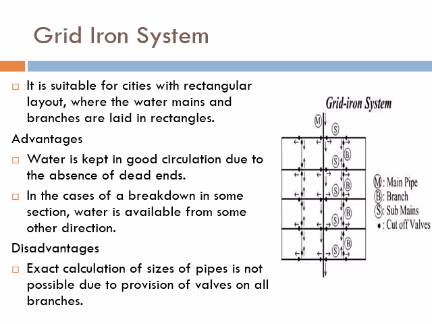Its advantages include that water is kept in good circulation due to the absence of dead ends, and in case of a breakdown in some sections, water is available from the other directions also. The disadvantage is that exact calculation of the sizes of pipe is not possible due to the provision of valves on all the branches.